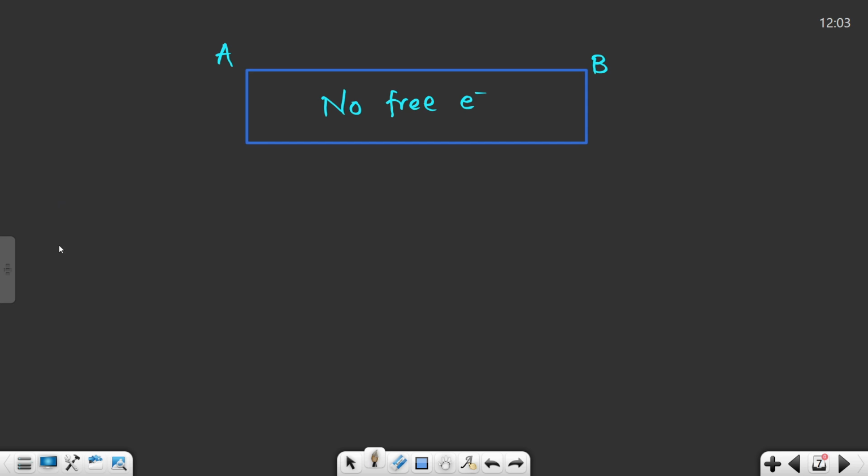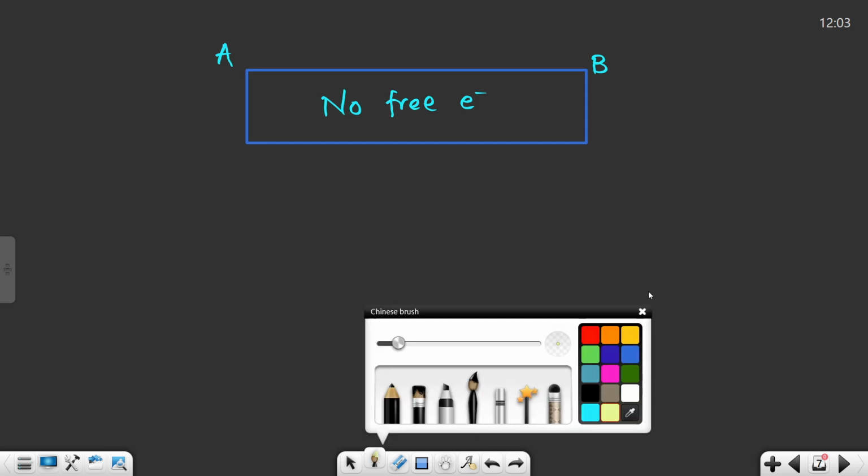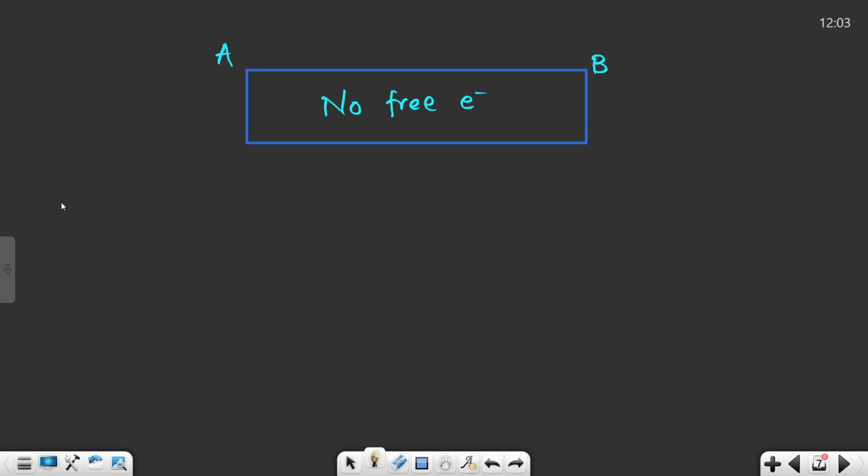I know I'm taking a lot of time, but believe me, once you understand this particular concept in detail, you will be able to understand the further things, that is, what exactly a current is, how a current is generated, what the voltage is, how electrons flow from point A to point B, and so on. All of these concepts will be very, very easy to understand.